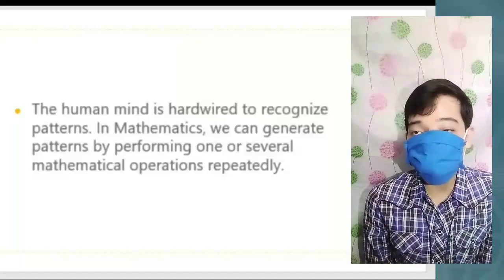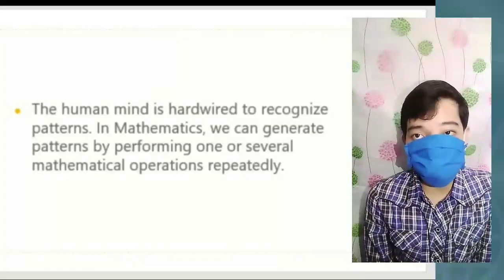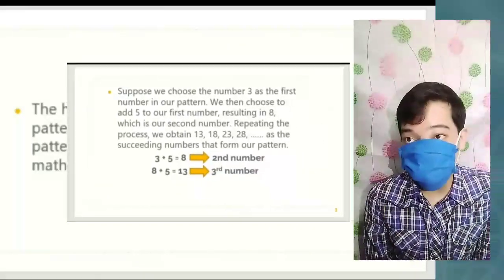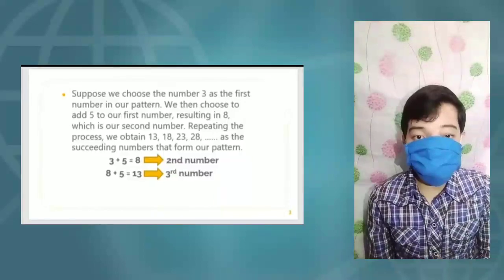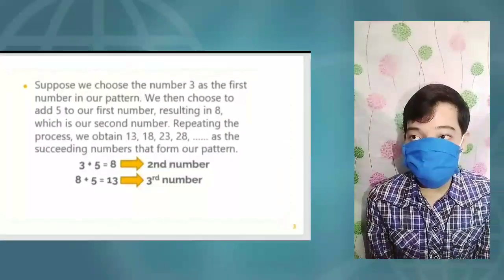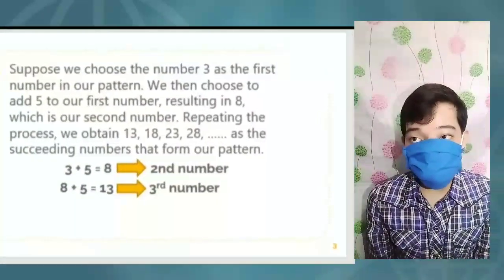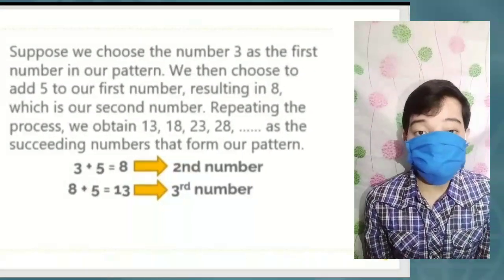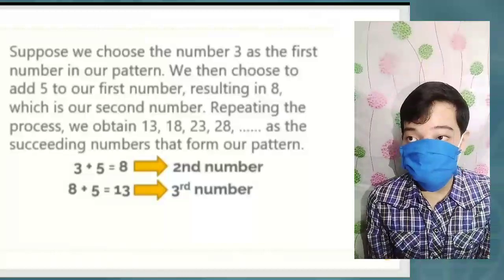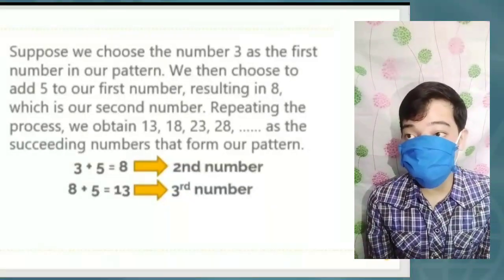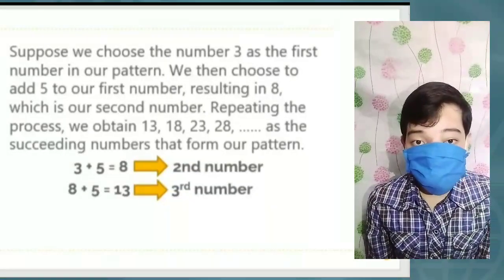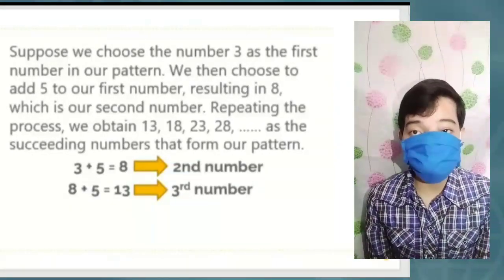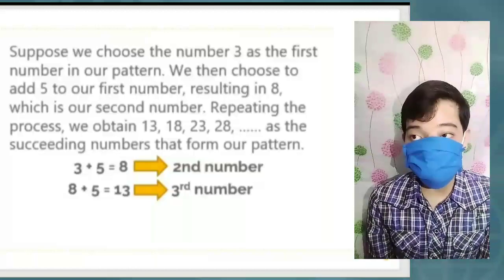So what does it mean? For example, suppose we choose the number 3 as the first number in our pattern. We can choose to add 5 to our first number, resulting in 8, which is our second number. Repeating the process, we obtain 13, 18, 23, and 28 as the succeeding numbers that form our pattern.